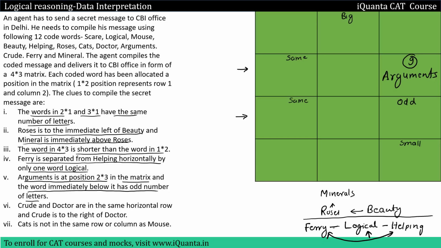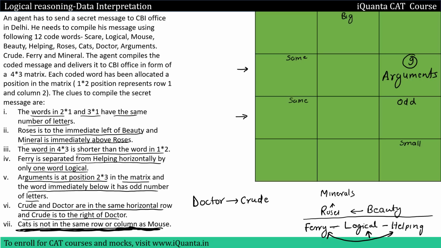After that, crude and doctor are in the same horizontal row and crude is to the right of doctor. So we have doctor and to the right of doctor we have crude. Okay, we do not know whether there's a space between them, but we just know that they are in the same horizontal row and crude will be to the right of doctor. Next one is cats is not in the same row or column as mouse. So we'll take care of this clue. Okay, cat and mouse, they will not be in the same row and not in the same column. So that's it with the clues.